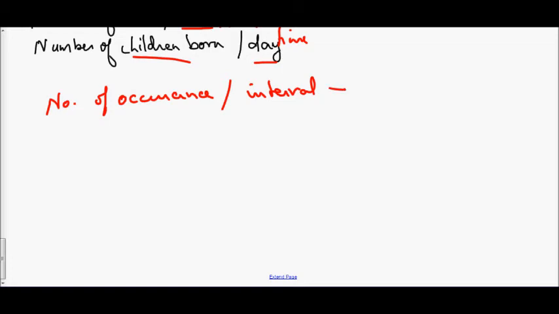This has to be the same for every time the event occurs. Like number of children born per day does not change from one day to another. So every day the number is going to be the same. This is the average number of children born per day in a hospital or something. So the number of occurrences per interval which is given is the same throughout. It doesn't change from one interval to the other.